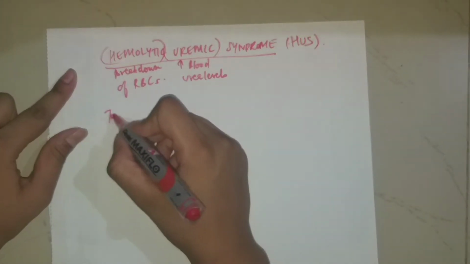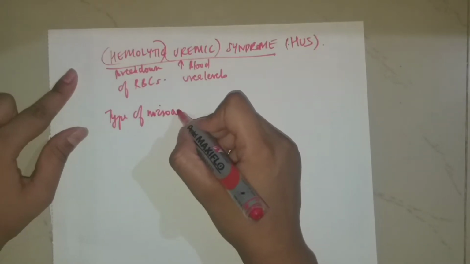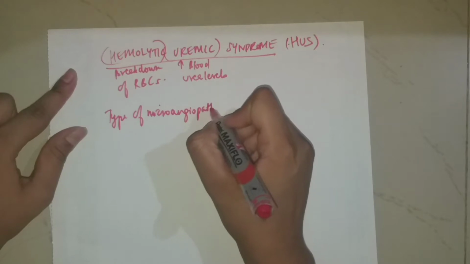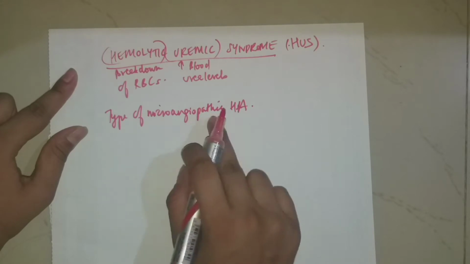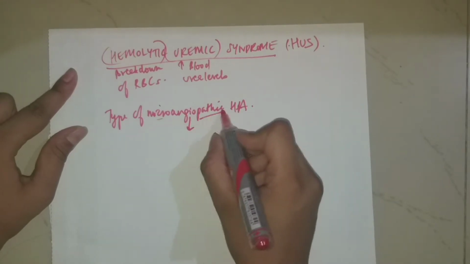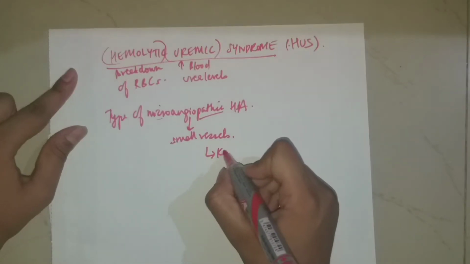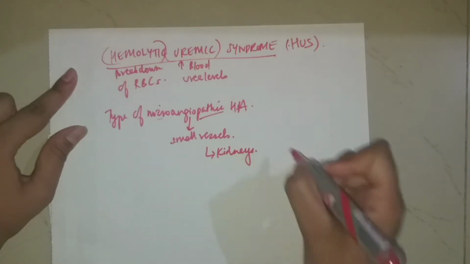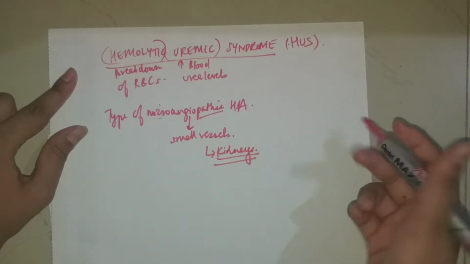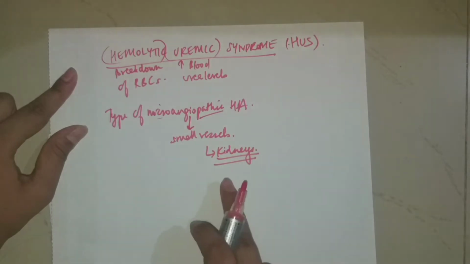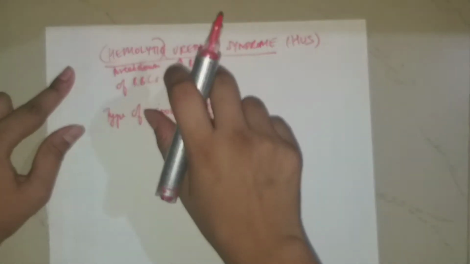It is a type of microangiopathic hemolytic anemia. So what does this mean? Microangiopathic refers to microangiopathy, meaning small vessel disease, and this is mainly in the kidneys. Of course some other organ systems are also affected, but mainly there is a disease in the small vessels of the kidneys, which is why there is uremia occurring.